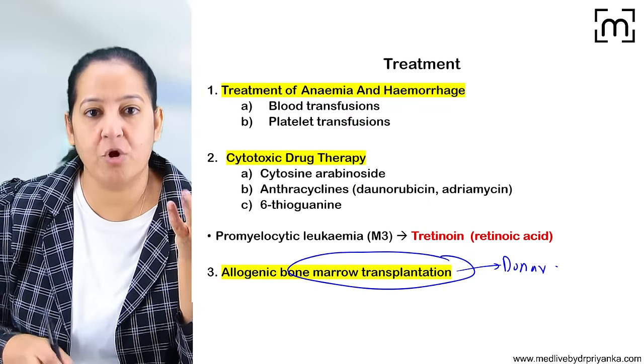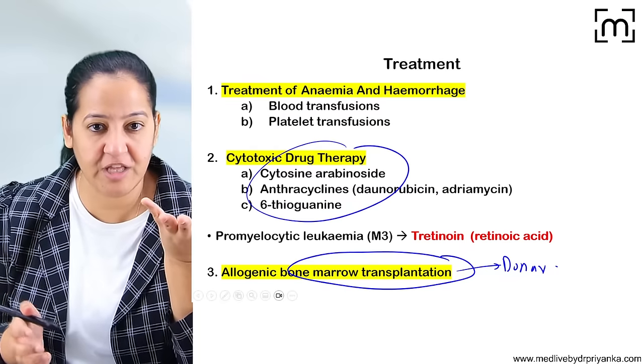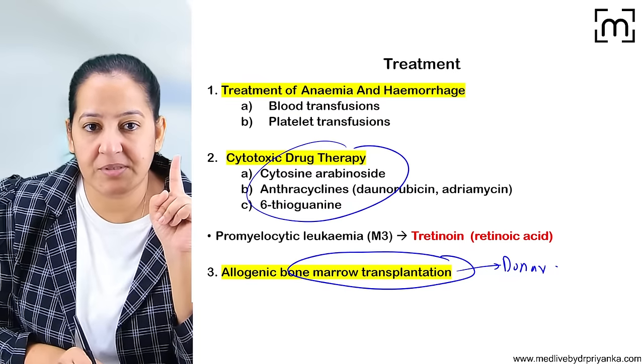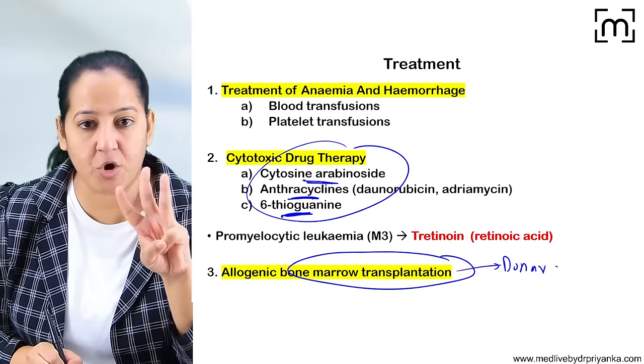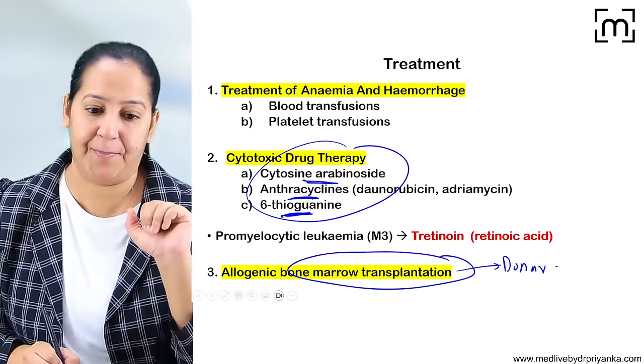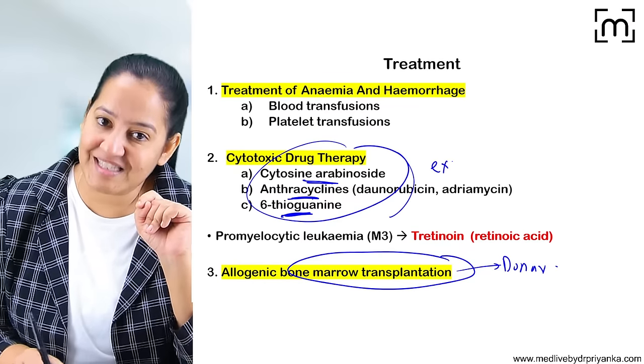If bone marrow transplant is not possible, we will give chemotherapy. We don't have targeted therapy. Which chemotherapy? We use three drugs: cytosine arabinoside, anthracycline, and 6-thioguanine. We use the combination of these three. This we will give everywhere except M3.